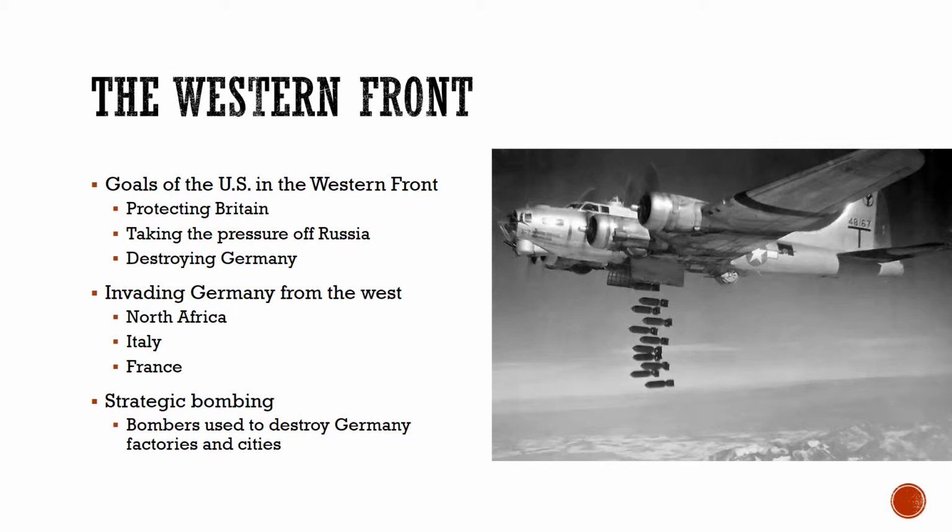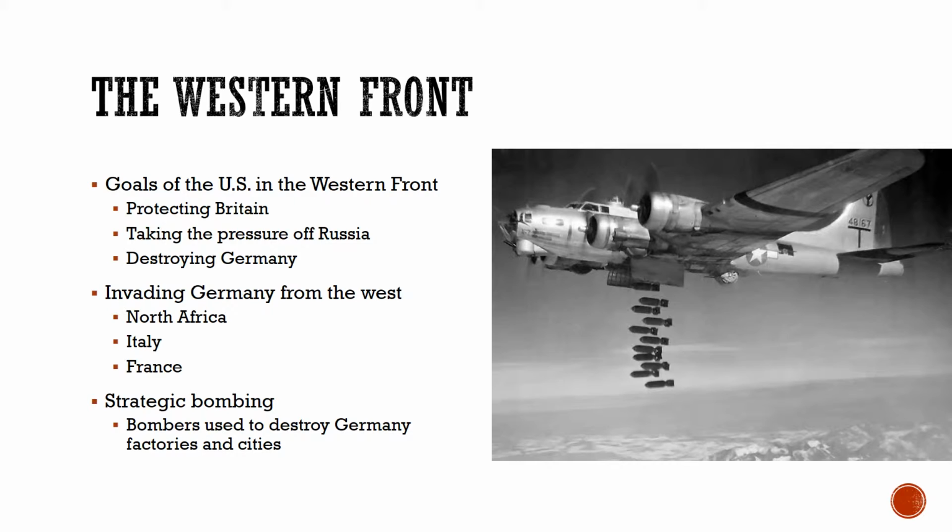The United States achieves these three objectives through two main strategies. One is by invading Germany from the West. We start by invading North Africa, and then we move on to invading Italy, and then last of all we invade France from the north in the famous D-Day landing.